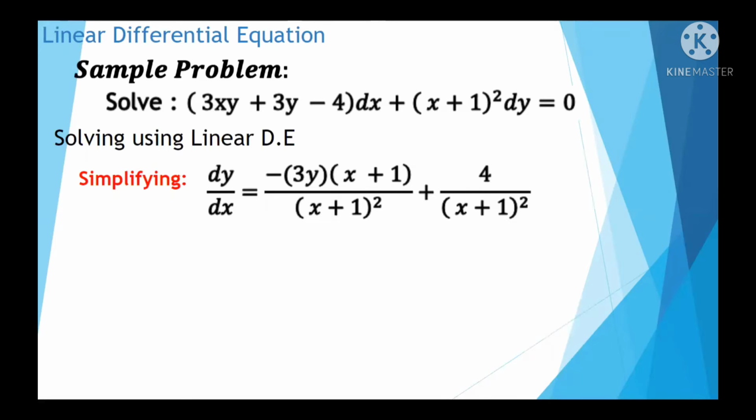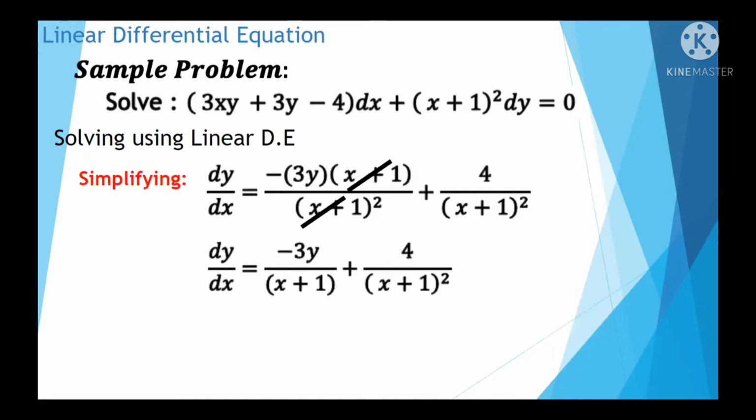Simplifying the equation, 3y will be factored out, having the new equation 3y times the quantity x plus 1 all over the quantity x plus 1 squared. Cancel the quantity x plus 1. Now we have 3y over the quantity x plus 1 plus 4 over the quantity x plus 1 squared.